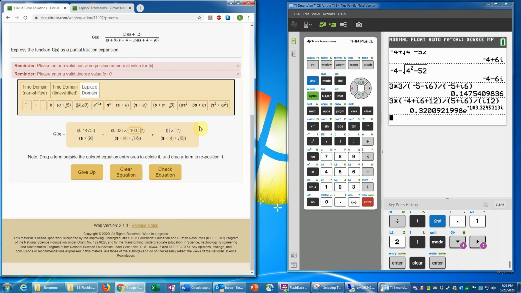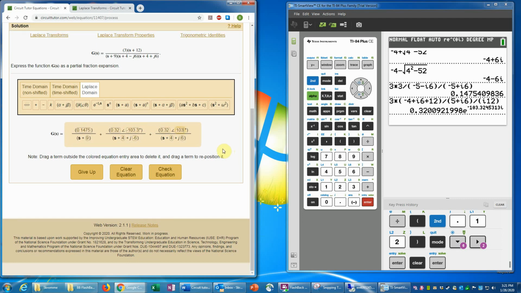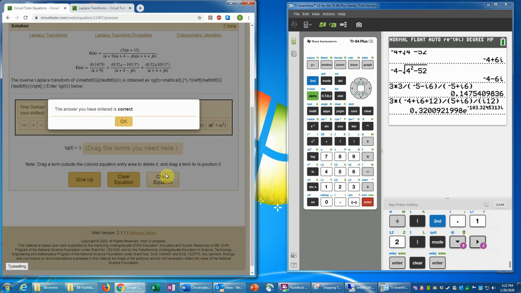And that's that value. Now, I could do a similar computation for this if you like, but it's really not necessary because we know that this will always be the complex conjugate of this. And so instead of repeating the calculation, I'll simply write in the correct value, which is 0.32, times the negative of this angle, which is now going to be 103.3. Okay, so that should be the correct partial fraction expansion. So I'll just click check equation there.